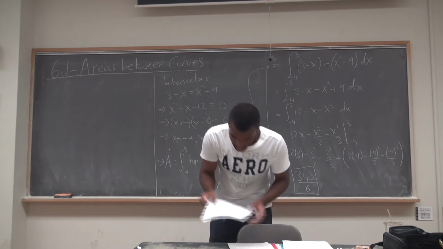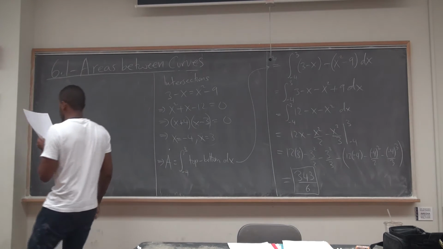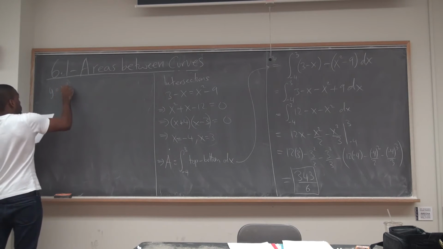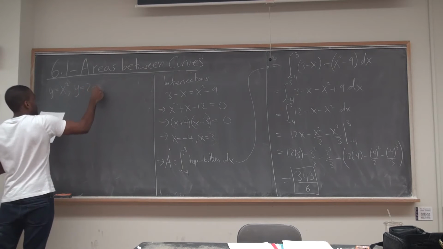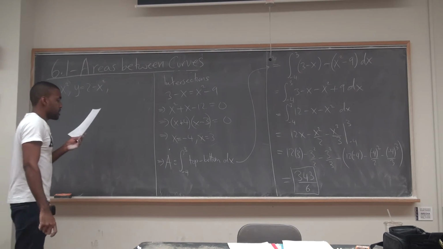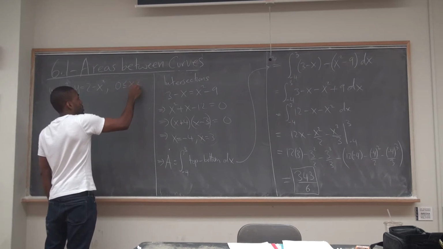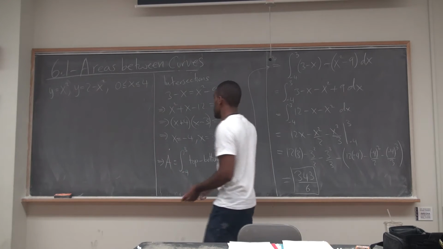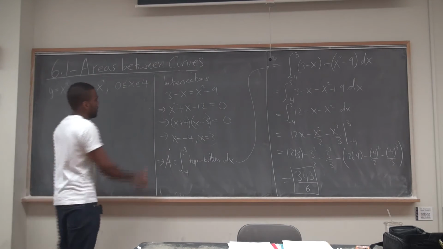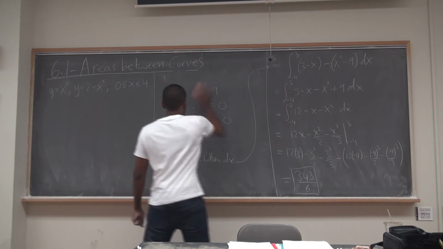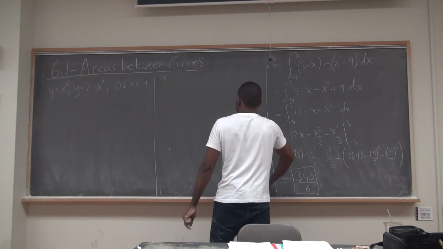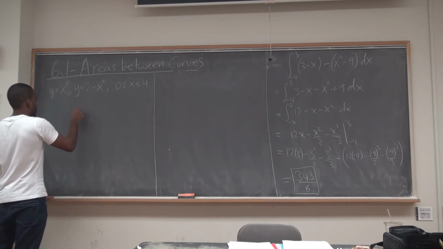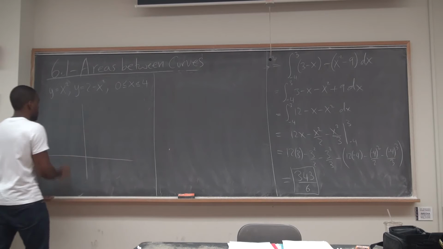More examples. y equals x squared, y equals 2 minus x squared. And here I'm given a restriction: x is between 0 and 4. Curious. Why would they tell us that? Okay, what do we do? Sketch them. Good idea.